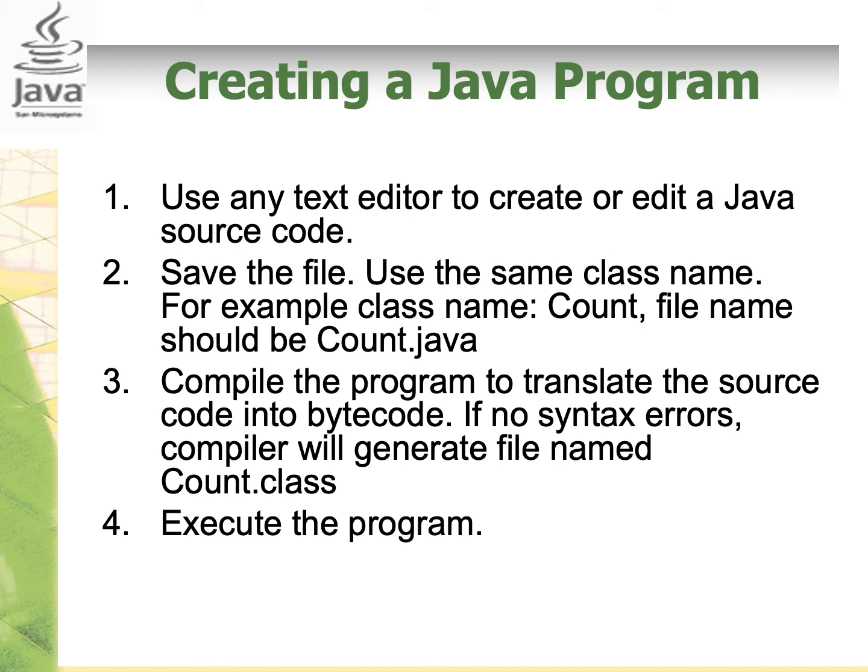When we compile the program, it translates the source code into bytecode. Bytecode is the intermediate language. If there is no syntax errors, the compiler will generate a file with .class extension. To execute and run the file, JVM is used as the interpreter that changes the bytecode into machine language and then execute it to display the output from the Java file.